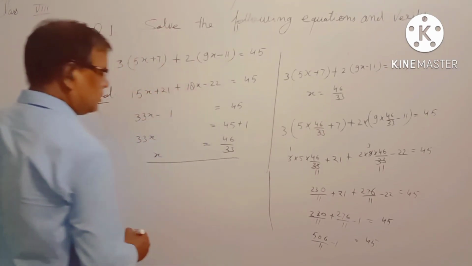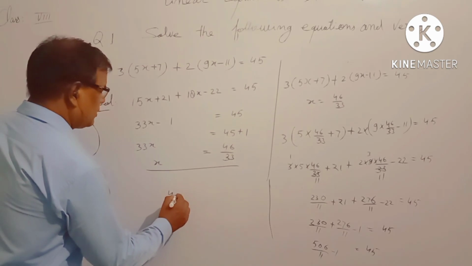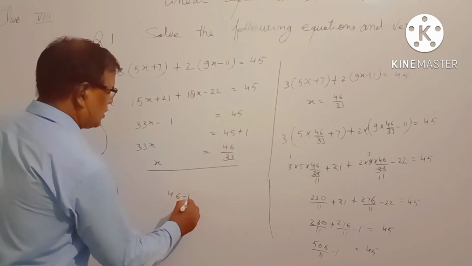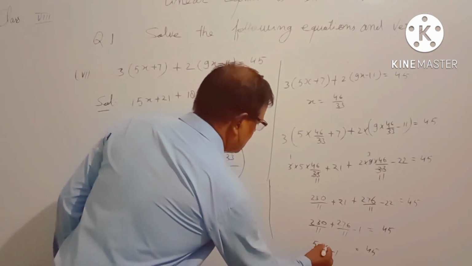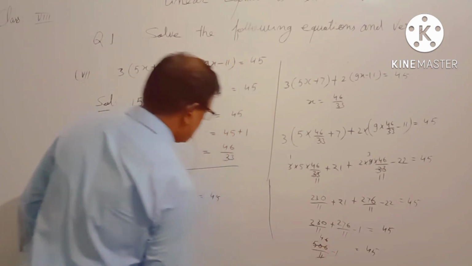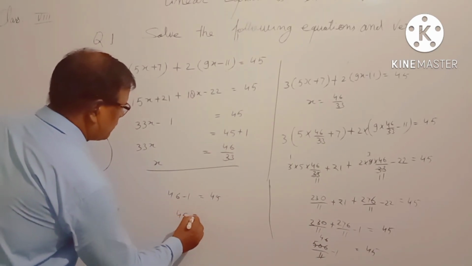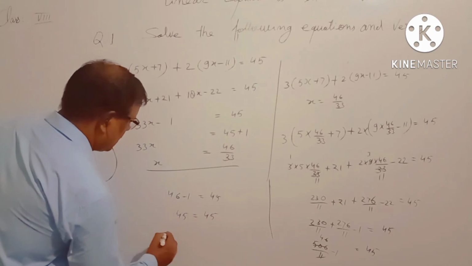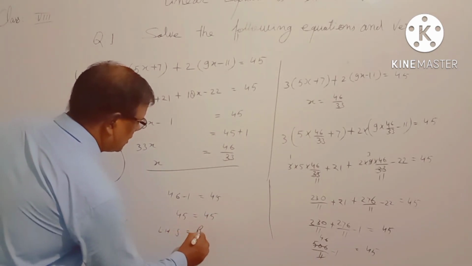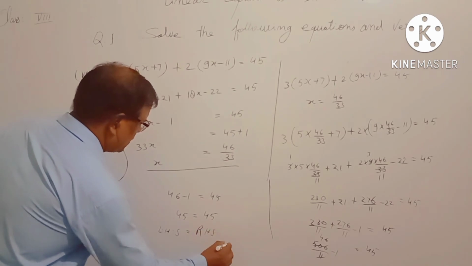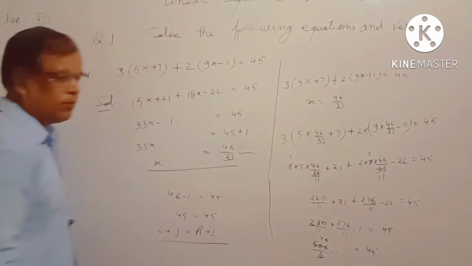Now we see here 11 4 the 44, 11 6 the 46 minus 1 equal to 45. Now we see here it is 46, and 46 minus 1 it is 45 equal to 45. Now it is left hand side equal to right hand side. This way we have verified and found the value of x also.